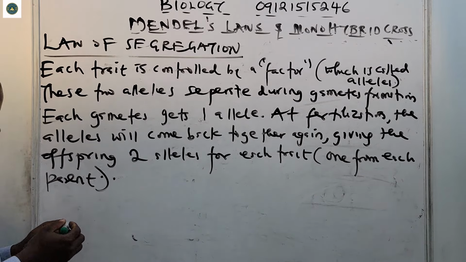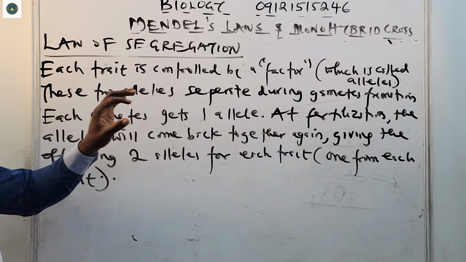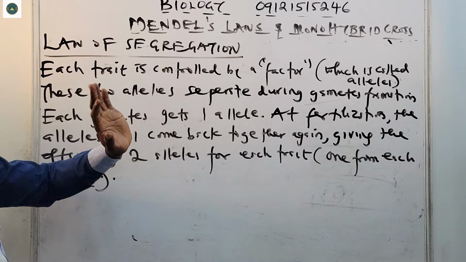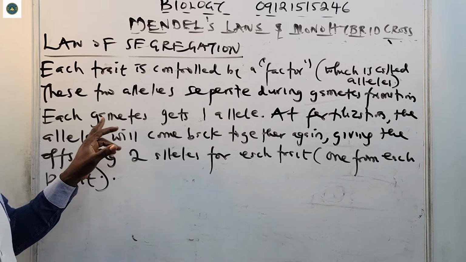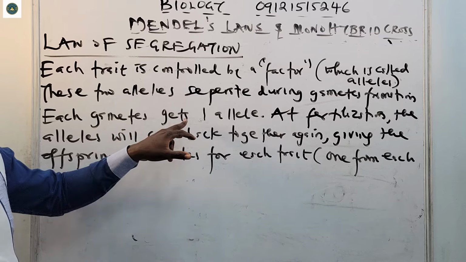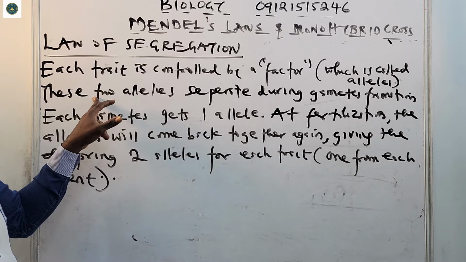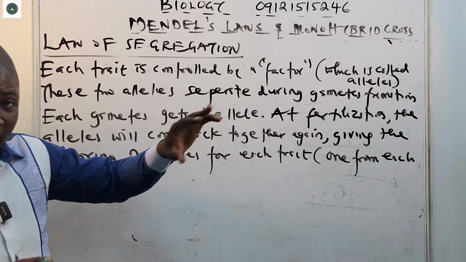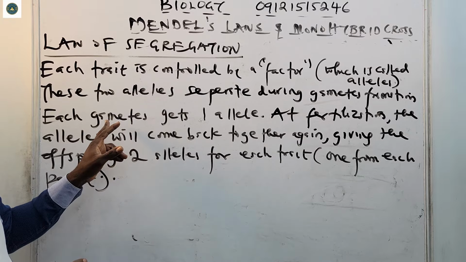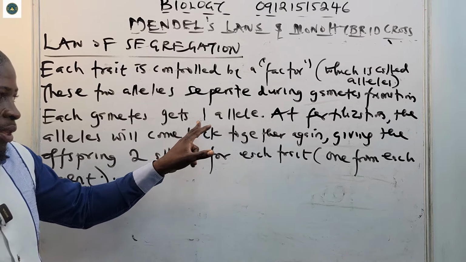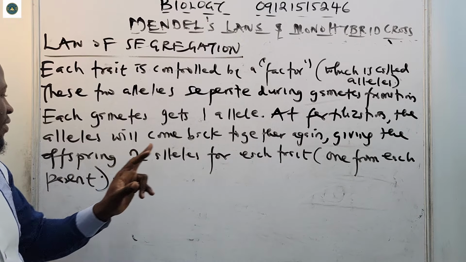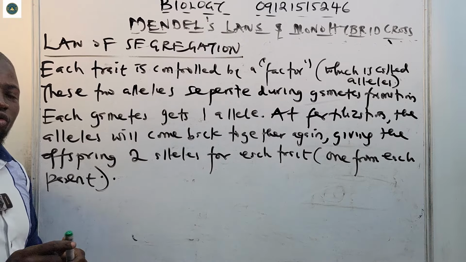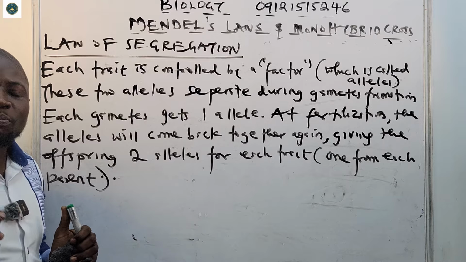All right, so that is what? The law of segregation. Each trait is controlled by a factor, which is called alleles. These two alleles separate during gamete formation. Each gamete gets one allele. That is what? The egg and the sperm. Each gamete will get one allele, and at fertilization, the alleles will come back together again, giving the offspring two alleles for each trait, one from each parent.